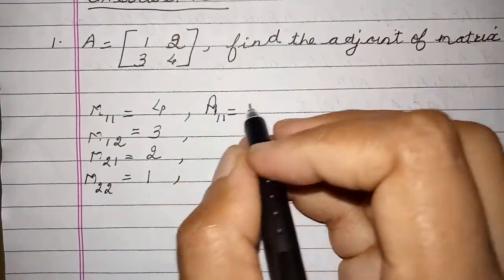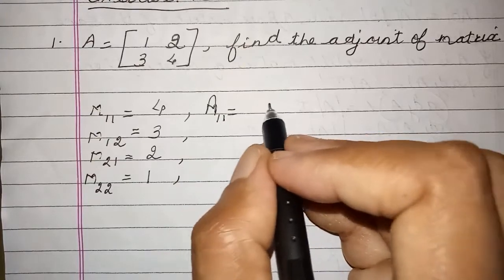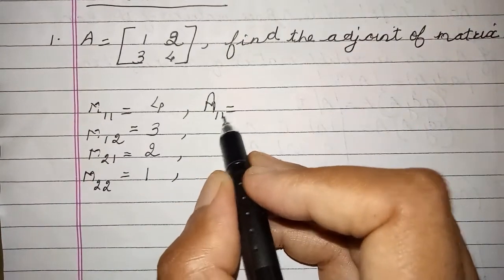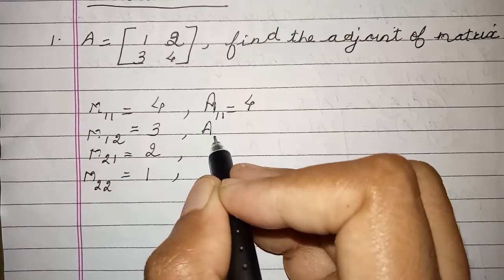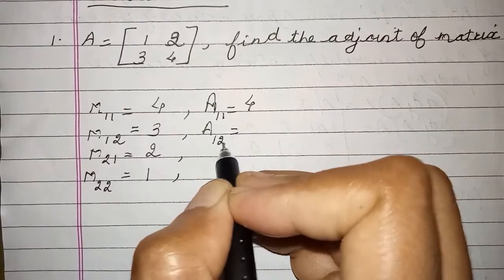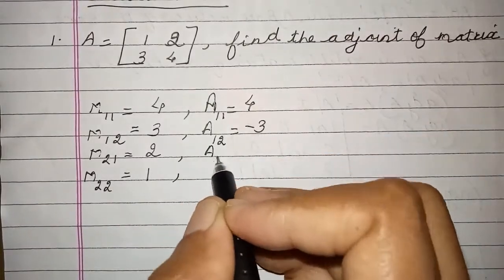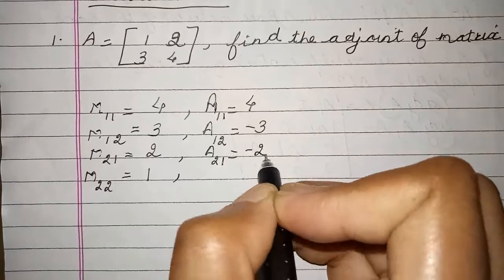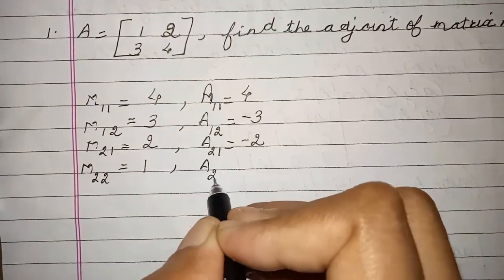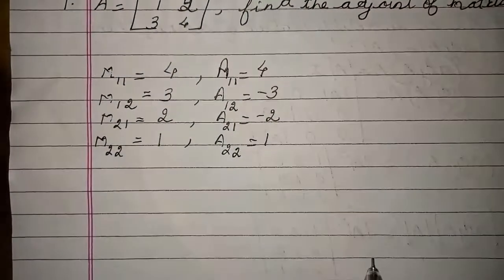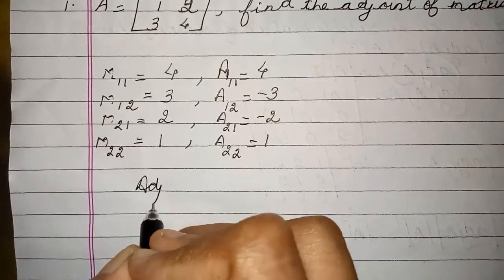A11 will be the position. So this is positive. I am directly writing the answer. Now you are familiar, this is a positive position. This one is a negative position. 1 plus 2 is 3, so it will be minus 3. It is also a negative position, so it will be minus 2. This is also a positive position, so no change.